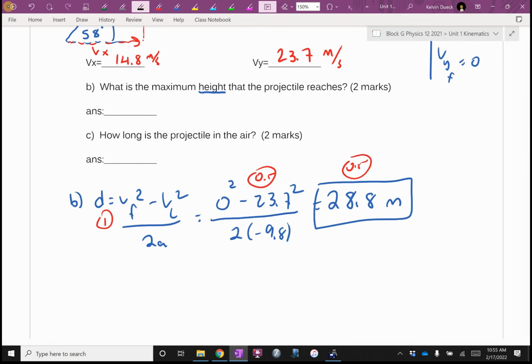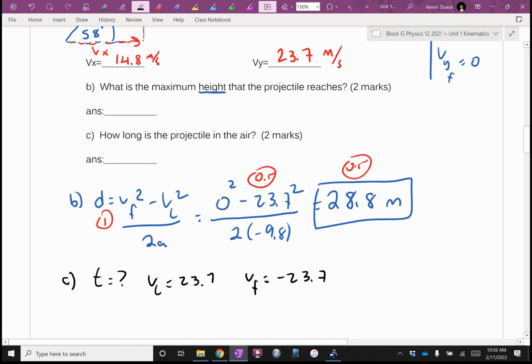C says, how long is the projectile in the air for? So they definitely want me to find time. I know Vi is 23.7. Vf is negative 23.7. You could let Vy final be 0. That would find time to top and then double it. But I'm lazy. I'd rather get there in one step. I'd rather use the idea of what goes up must come down.